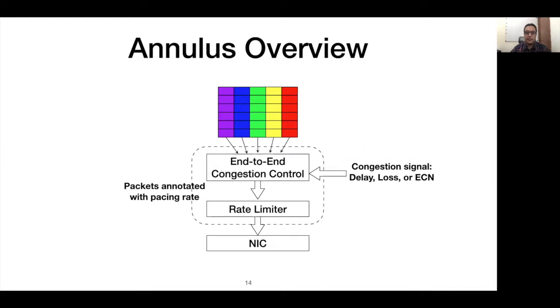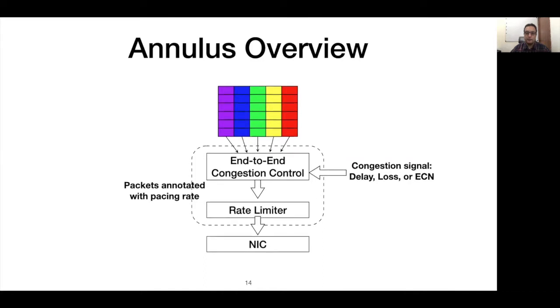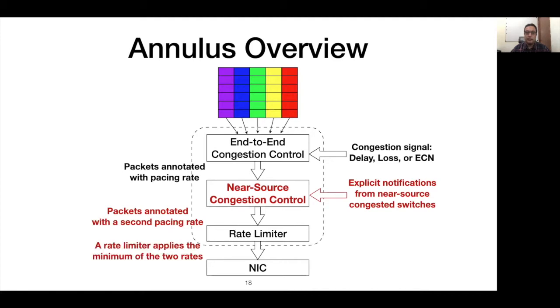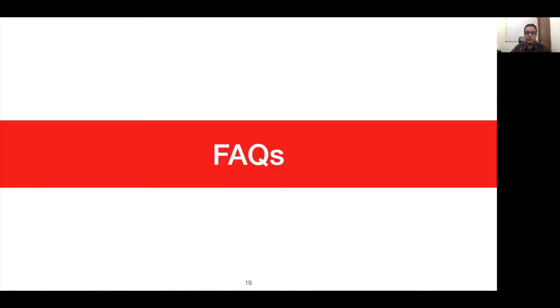Annulus fits in current stacks as follows. Current stacks already have congestion control algorithms for WAN and data center traffic. Those algorithms annotate packets with a pacing rate based on some congestion signal that's piggybacked on acknowledgements. Annulus adds a near source control loop. The near source control loop reacts to explicit notifications from the near source congested switch, and then annotates packets with another pacing rate based on its calculations. The rate limiter applies the minimum pacing rate, reacting to the most congested bottleneck. I refer you to the paper or the longer video for more details on Annulus and our results.